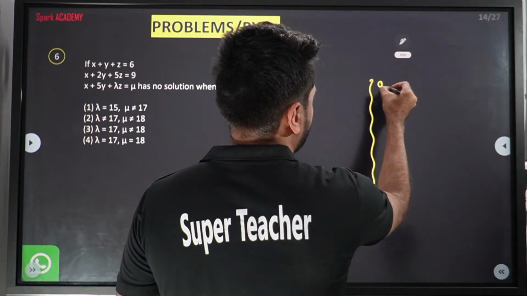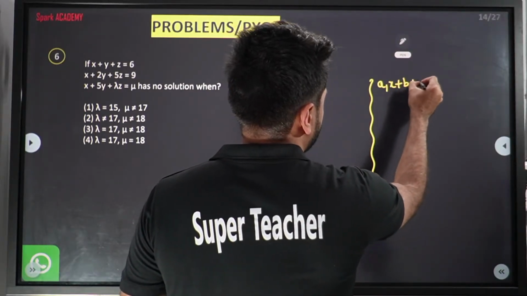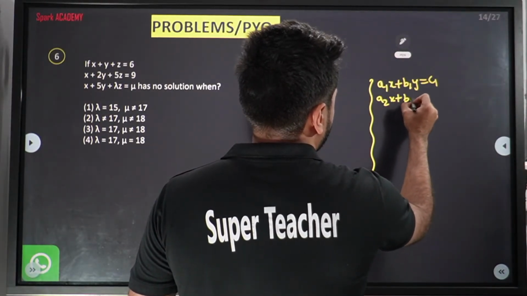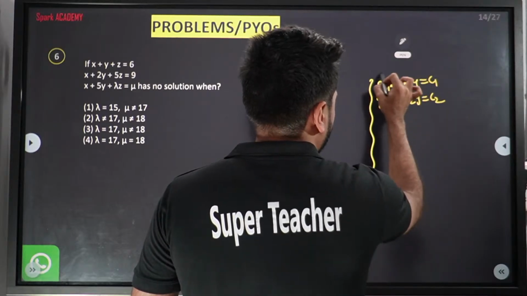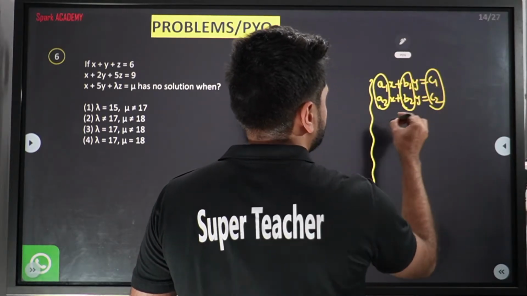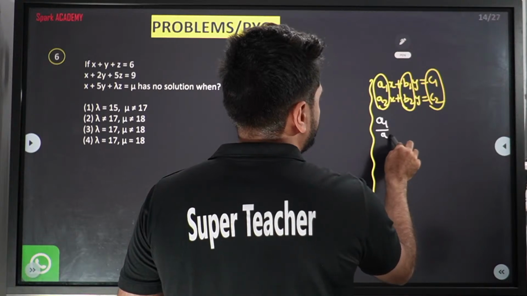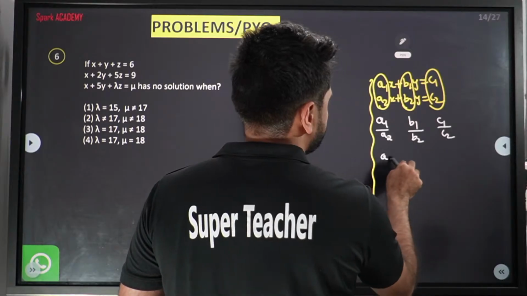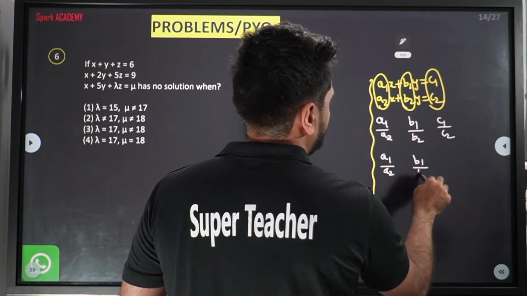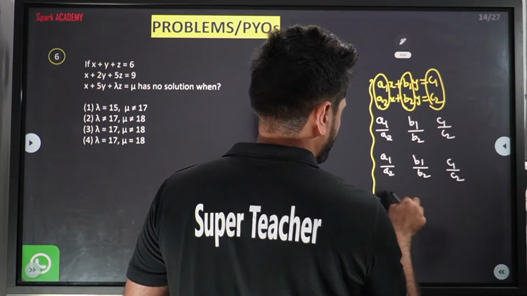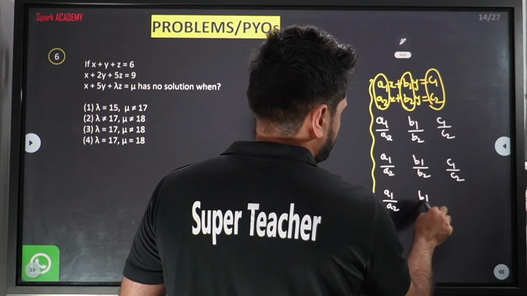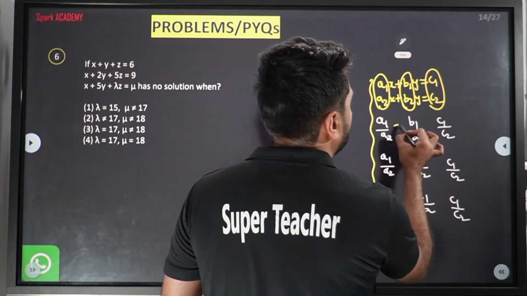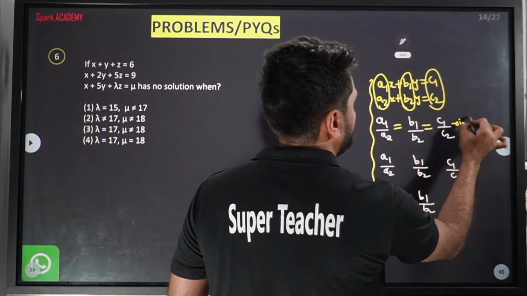Whenever you have two equations, a1x plus b1y equal to c1 and a2x plus b2y equal to c2, always take the ratios of the coefficients. That means find a1 by a2, b1 by b2, c1 by c2. You get 3 cases. Suppose all of these are equal, then you get infinite solutions.